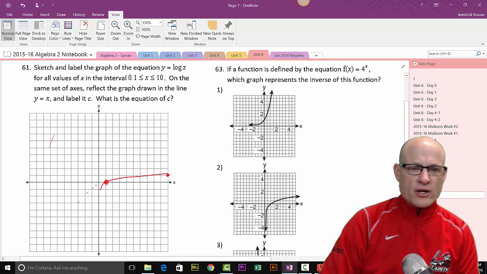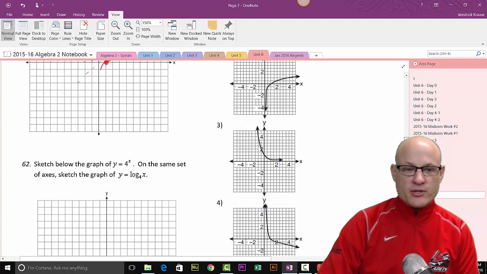So here's the equation of the line y equals x. If I wanted to graph that reflection, it would look like this. Oops, no arrows. So, kind of forgot what I was doing on that one. I just wanted to test that one.